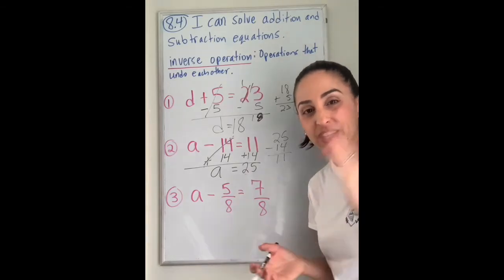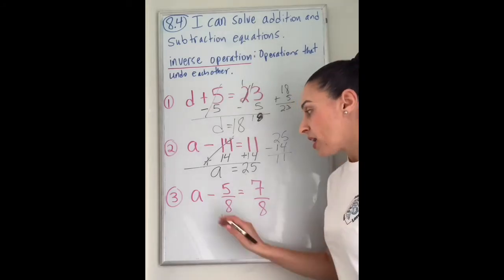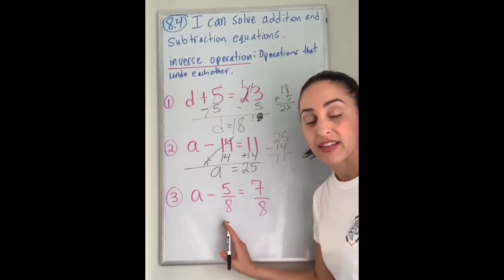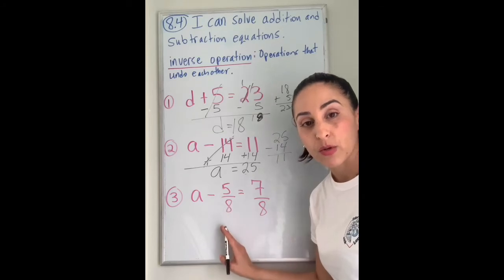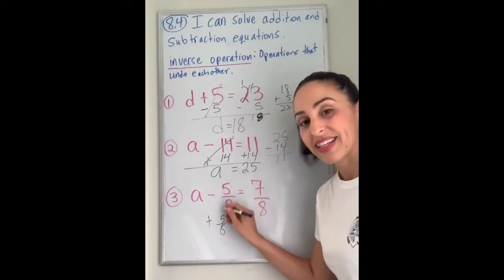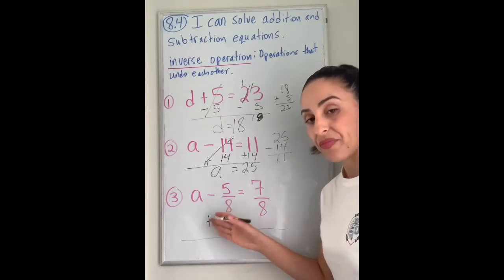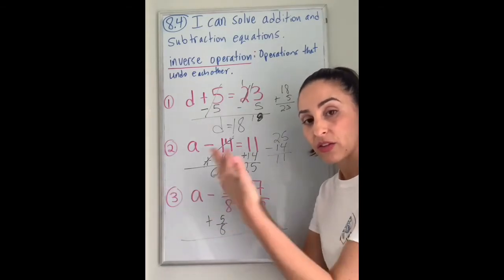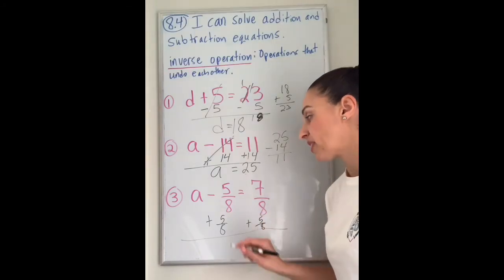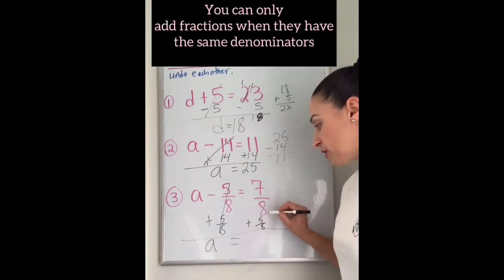This is a little bit tricky because some of you forget how to do addition, subtraction with fractions. So same rule here. I want to leave A by itself. Right now it's subtracting 5/8. I have to use inverse operation. What's the opposite of subtraction? Addition. I'm going to add 5/8 to this side of the equation. It's going to cancel out and be left at 0. But before I move on, if I do it on this side of the equation, I have to do it on the opposite side of the equation. So plus 5/8 on this side. Now I can cancel this out, be left with A equals 7/8 plus 5/8.